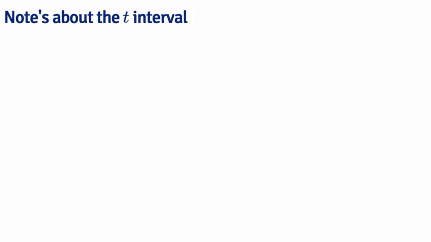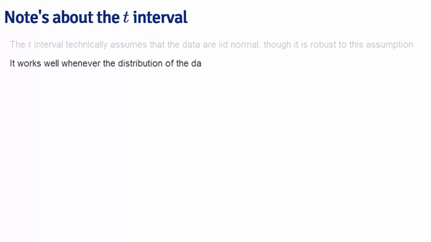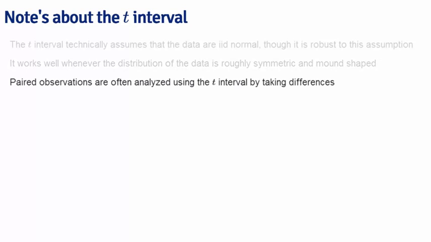Let's go through a couple notes about the t-interval. The t-interval technically assumes that the data are IID normal, though it's very robust to this assumption. Basically, whenever the distribution is roughly symmetric and mound-shaped, the t-interval will work fairly well. If you have paired observations, for example, when you measure something once and then the same unit a few days later, and we'll go through some examples, you can use the t-interval to analyze this kind of data by taking differences, or differences on the log scale.